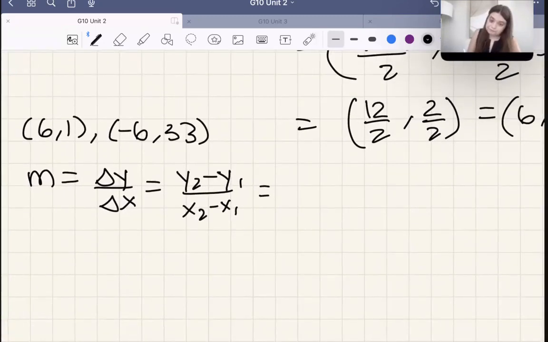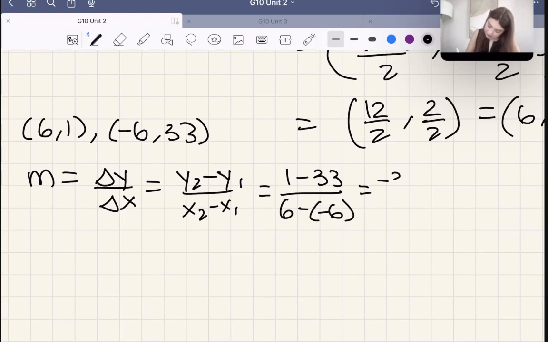Okay, so y2, let's see, this is going to be 1 minus 33, and then on the bottom we're going to have 6 minus negative 6. So we're going to end up with negative 32 over 12, which is negative 8 over 3 when reduced. Okay, so there we go. There's our slope from point A to that midpoint of B and C. Our slope is negative 8 over 3.